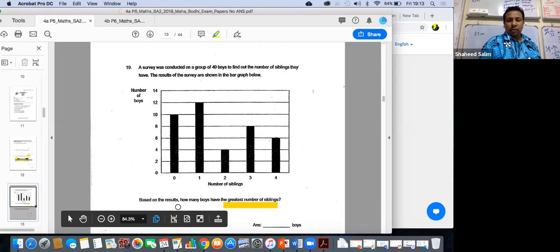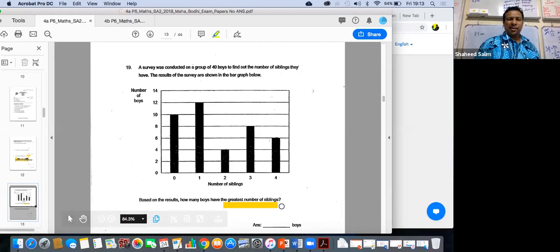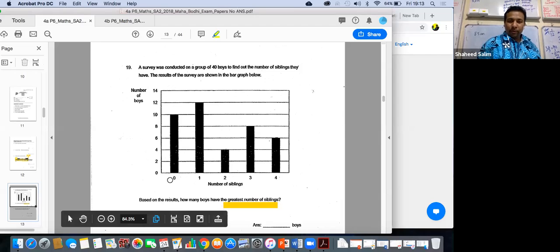Based on the results, how many boys have the most numbers of brothers and sisters? It's actually a thinking question, not really a maths question. Which one has the most number of siblings? They even tell you down here. Some boys, 10 boys got no brothers and sisters.